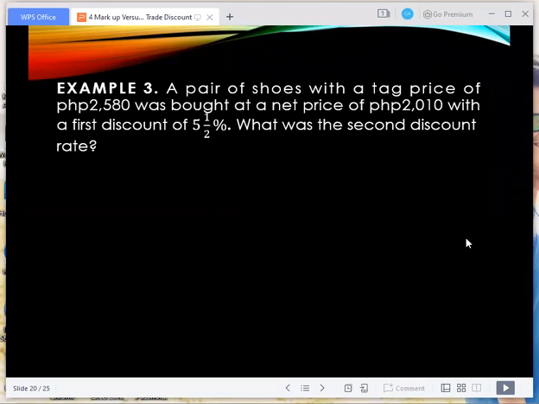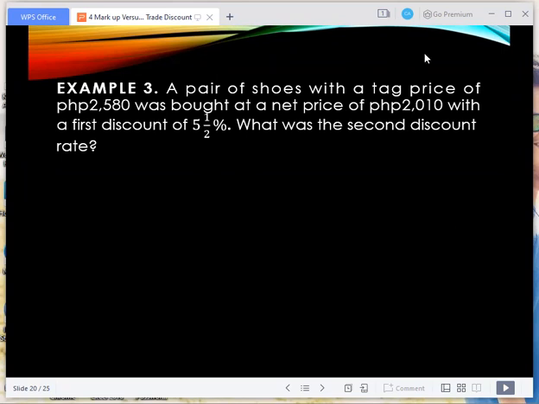Now we have another example. A pair of shoes with a tag price of 2,580 pesos was bought at a net price of 2,010 pesos with the first discount of 5.5%. What was the second discount? So the net price is given, that is 2,010 pesos. And then the tag price, what would be the tag price? That is the list price. So the list price is 2,580 pesos. You get a 5.5% as your first discount.